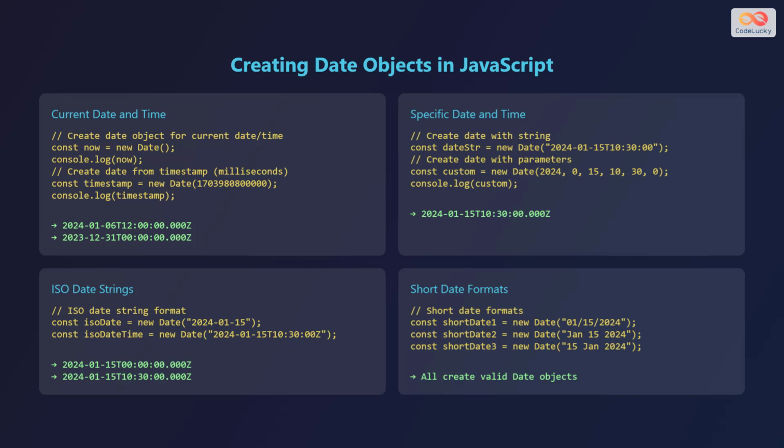The last block highlights how to create date objects using short date formats. JavaScript accepts common short date formats such as month-day-year, or month-day-year, and day-month-year, all of which create valid date objects.